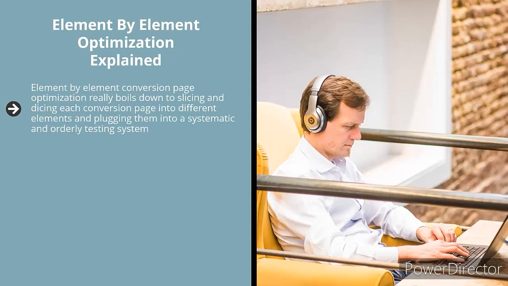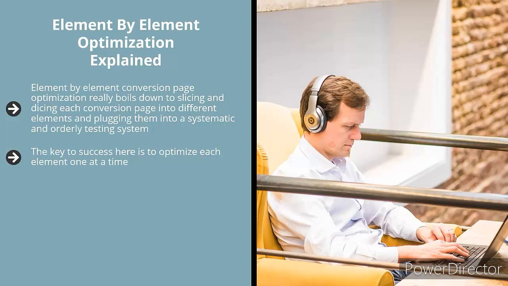Element by element optimization explained. Element by element conversion page optimization really boils down to slicing and dicing each conversion page into different elements and plugging them into a systematic and orderly testing system. For example, graphics are elements. Header text are elements. Actual sales body text are elements. The same with calls to action. The key to success here is to optimize each element one at a time.